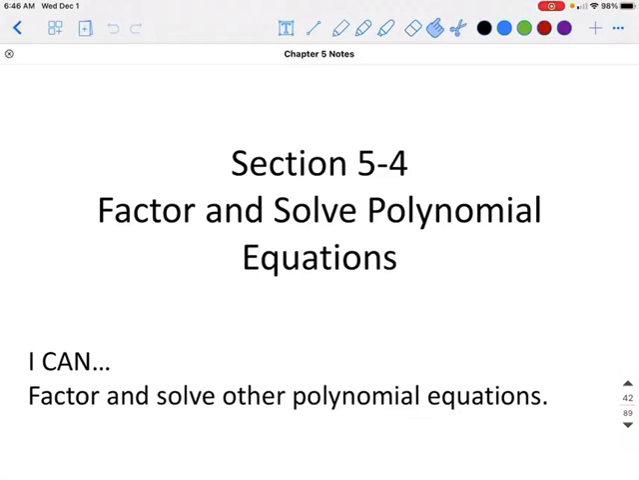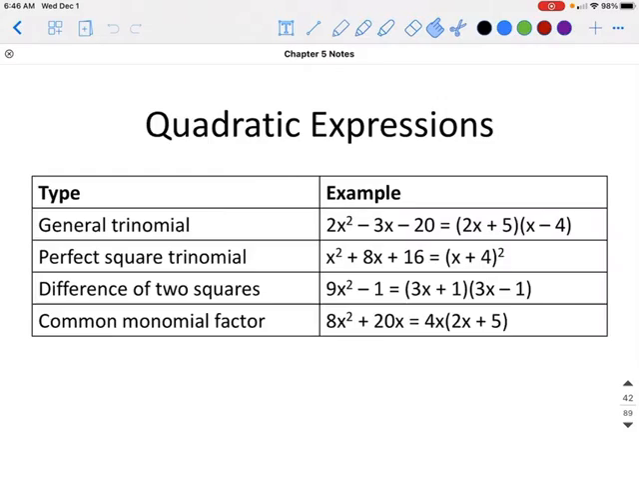This is section 5.4, Factor and Solve Polynomial Equations. In this section, you will learn how to factor and solve other polynomial equations.